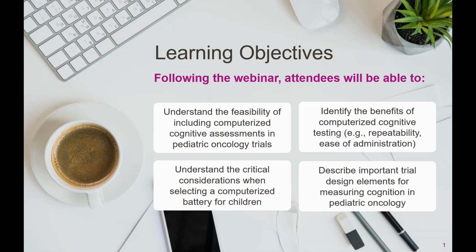We'll talk about the benefits of computerized cognitive assessments, aspects such as repeatability, the ease of administration, and also how we go about training supervisors to administer computerized tests to pediatric oncology populations. We'll talk about critical considerations when thinking about specific tests that could be used in the context of pediatric oncology, and also some important trial design elements that you might want to think about if you are considering using computerized tests in this way.